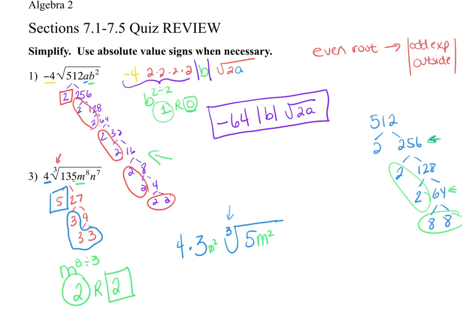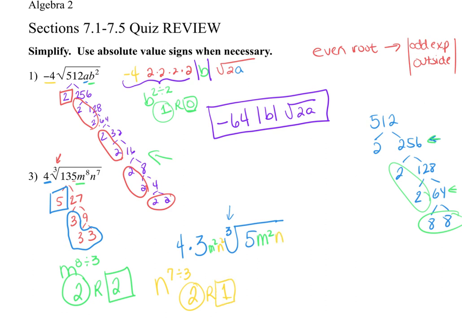And then I'm going to do the same thing with my n. N to the 7th divided by 3. So 3 goes into 7 2 times with a remainder of 1. So 2 n's will also come out. 1 n will stay in.